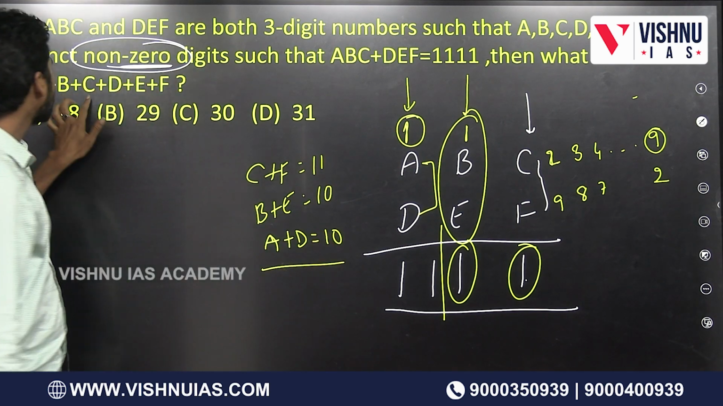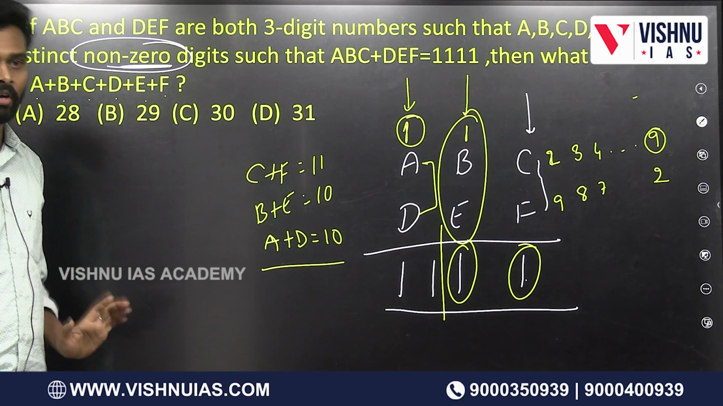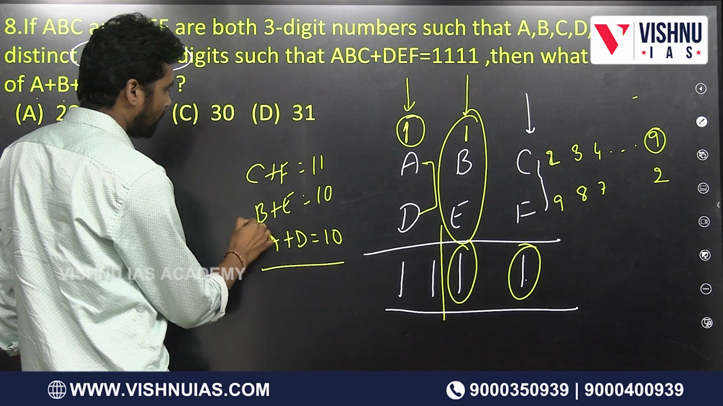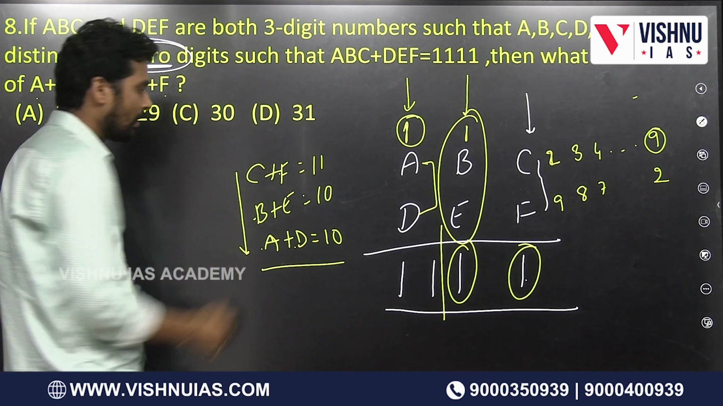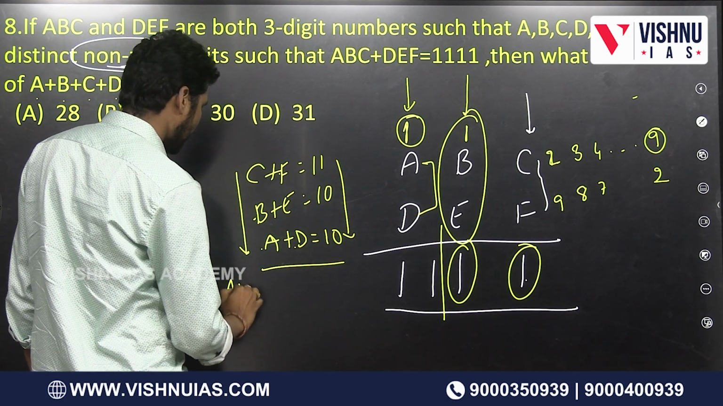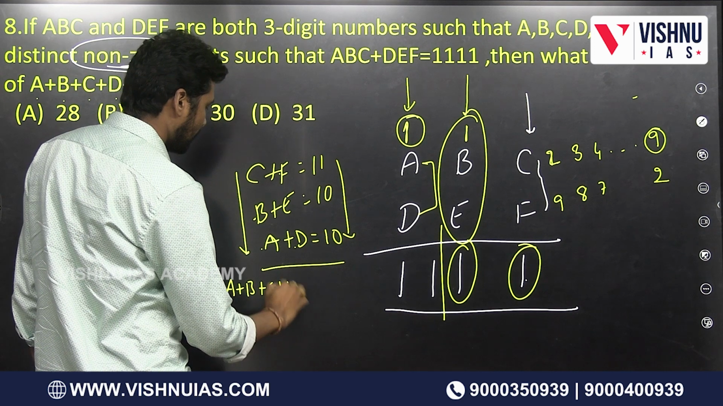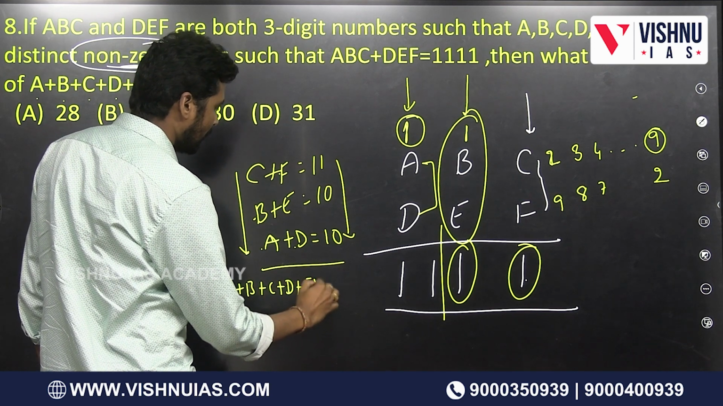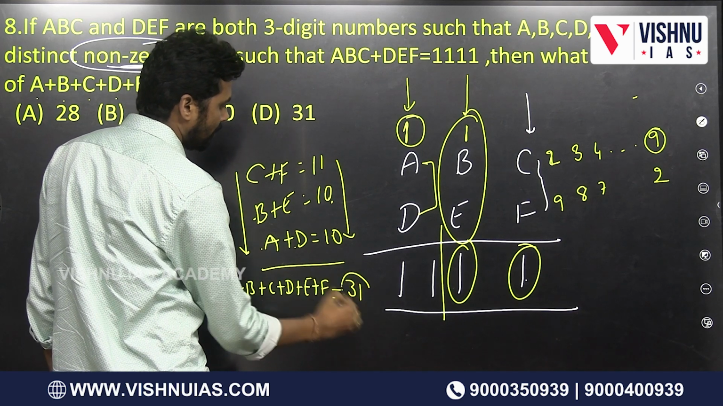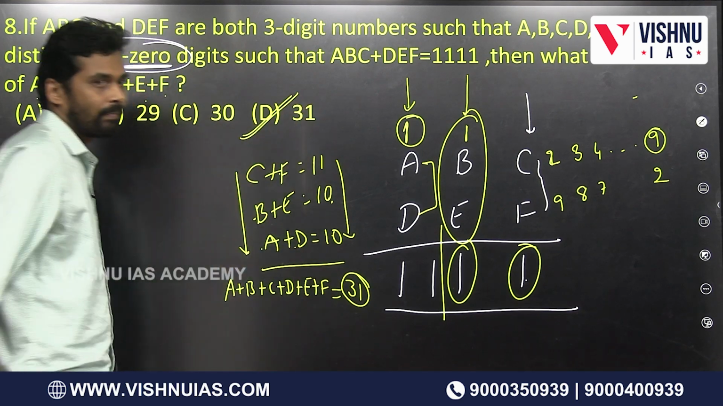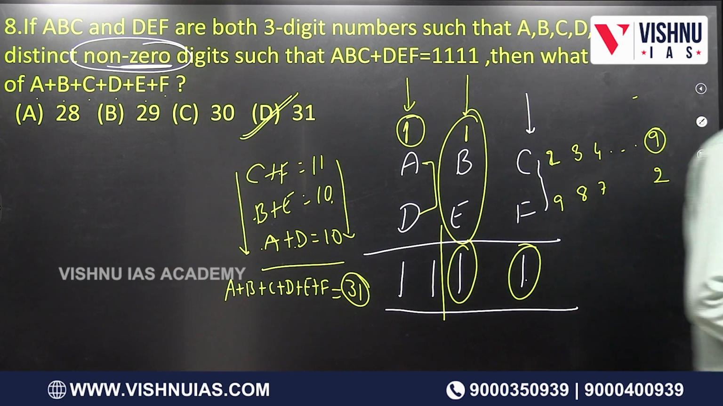Now what is the question? A plus B plus C plus D plus E plus F, what is its value? It is nothing but the sum of all the numbers. We simply add the numbers: 10 plus 10 is 20, 20 plus 11 is 31. So the answer is 31. There is no specific concept for this one.